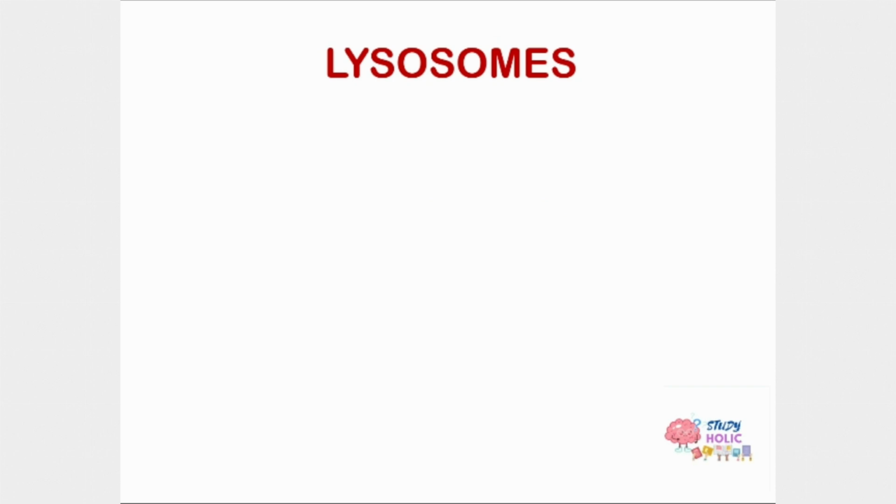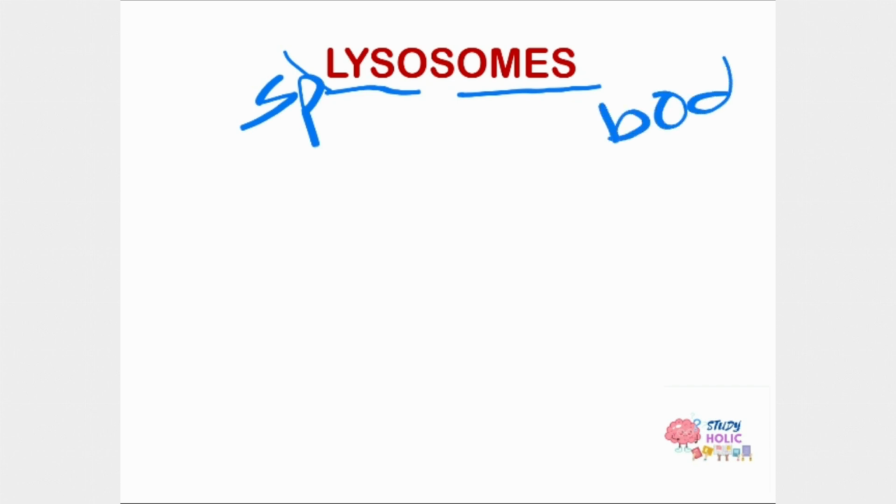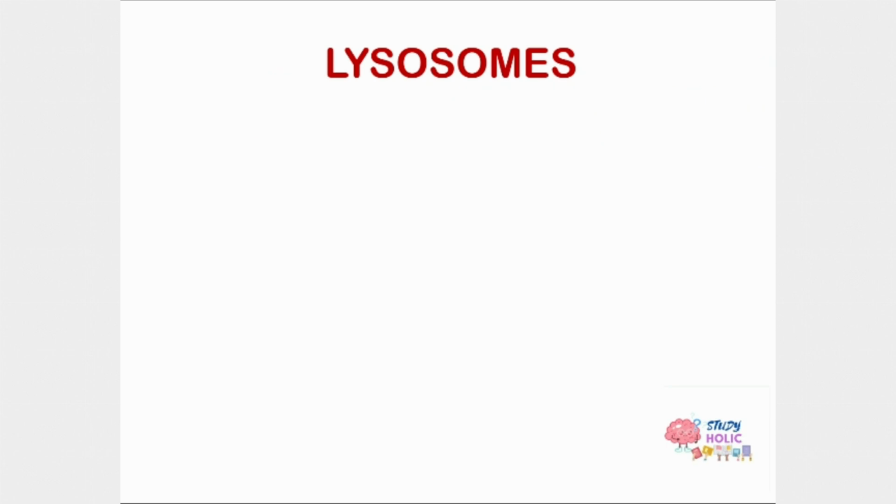For understanding what lysosomes actually are, we have to break the word lysosomes into lyso and zomes. The word lyso means splitting and zomes means body. Sorry, I can't write this split whole. So its function is explained in its word, that is splitting the body. I'll be discussing further detail in the lecture, so stay tuned till the end.